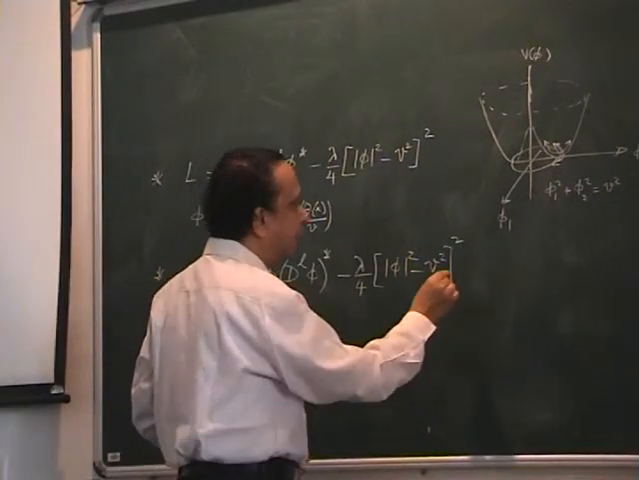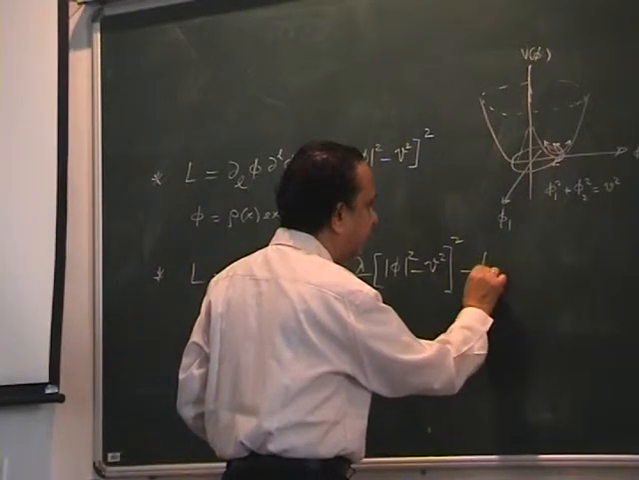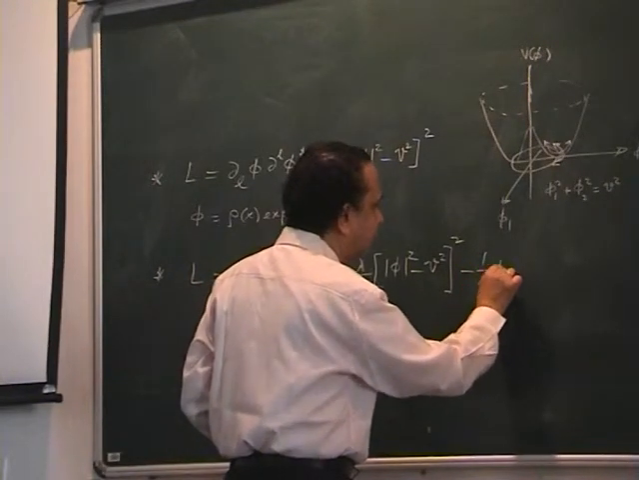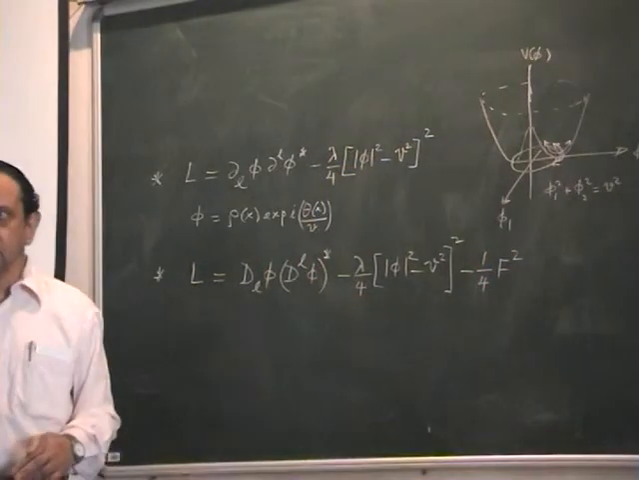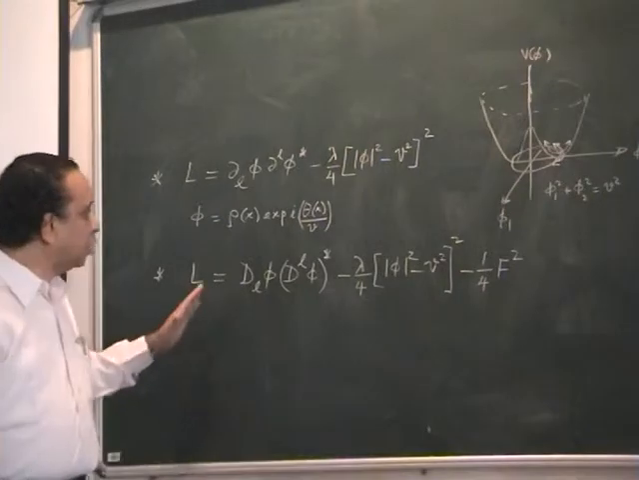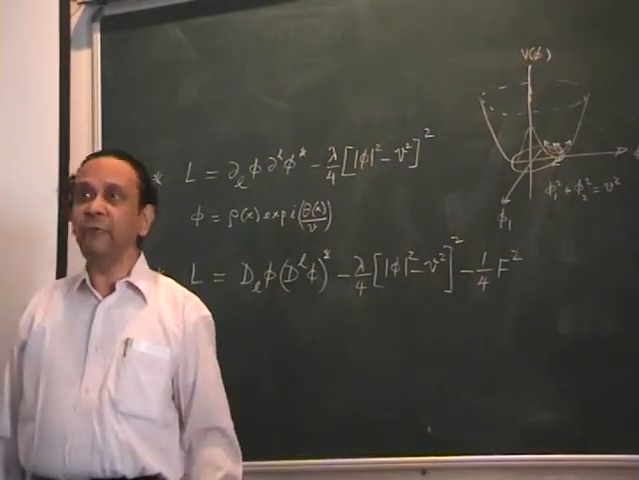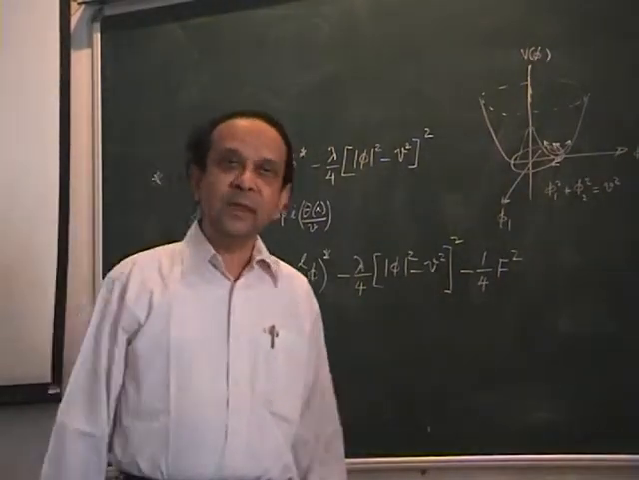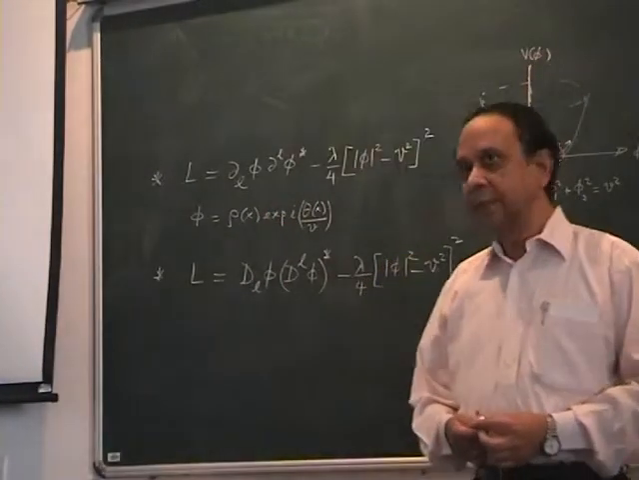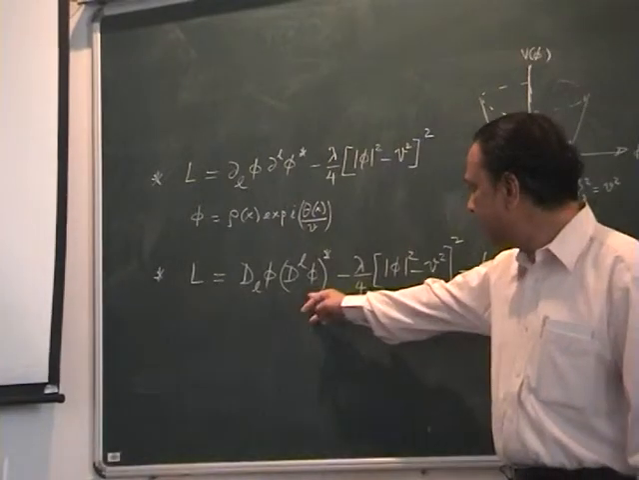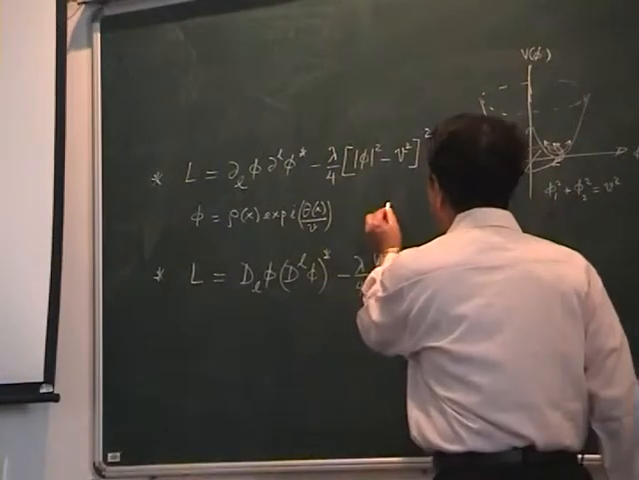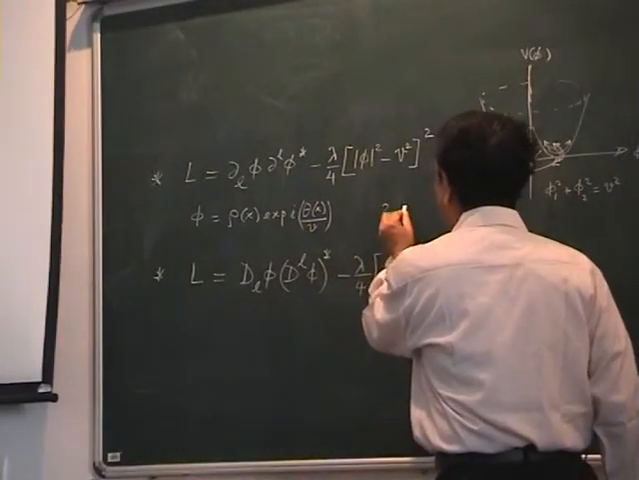Then you add to it the Lagrangian for the gauge field, which is one quarter, and just write it as F square. You know what I mean, F mu nu, F mu nu. So you have got this system, and we want to know what happens. Something very remarkable happens. First, let us count the degrees of freedom here. Phi has 2 degrees of freedom, so there are 2 degrees of freedom in phi.